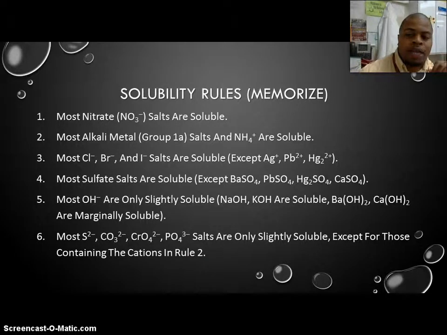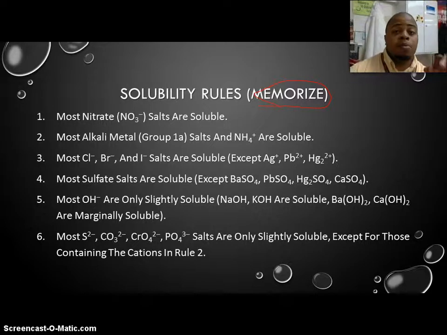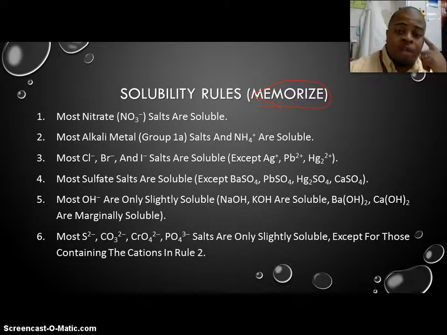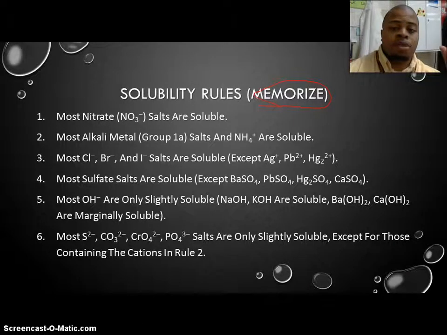Now, these are basic rules that we need to memorize. Notice I'm saying you need to memorize them. Make sure to put it clearly in order to understand whether something will be soluble or insoluble in solution. You need to have these in your mind. Now, take some time, copy these down. Most nitrates, salts are going to be soluble. Most alkali metals, group 1A, those that we talked about, are going to be soluble. We'll talk about the reason why in the next couple of units. Most chloride, bromide, and iodide salts are soluble, except for, and it gives you a couple of exceptions to memorize. Again, number 4, sulfate salts are soluble, except for, and it gives you the 4 that are there: barium sulfate, lead sulfate, mercury sulfate, and calcium sulfate.